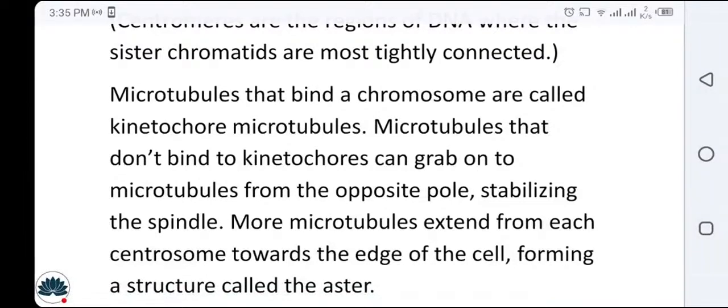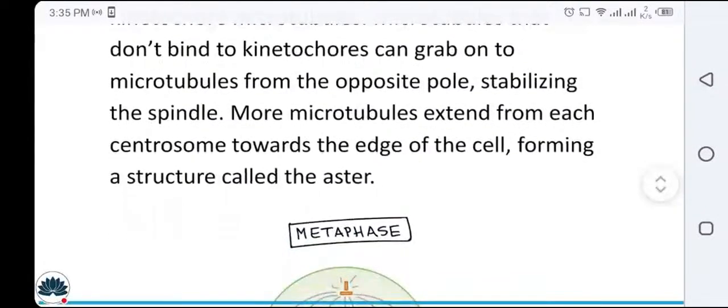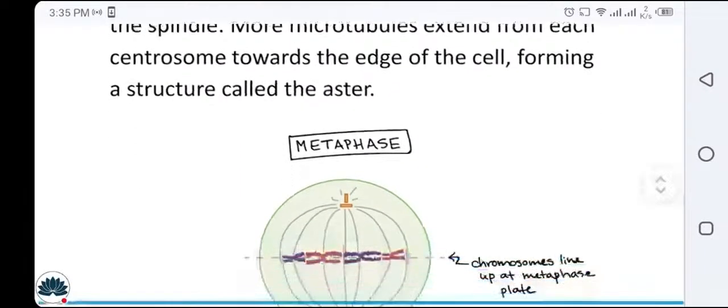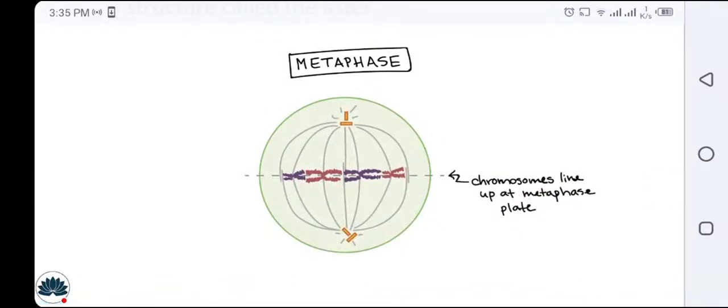Microtubules that don't bind to kinetochores can grab on to the microtubules from the opposite pole, stabilizing the spindle. More microtubules extend from each centrosome towards the edges of the cell, forming a structure called the aster. All right, and this is the metaphase. In the metaphase, you can see that the chromosomes line up at the metaphase plate, and this is essential to line up equally.